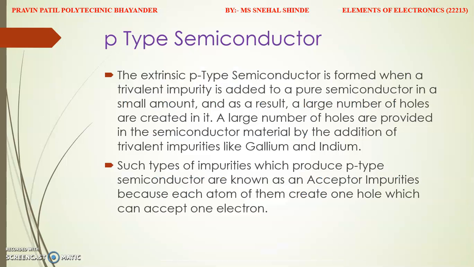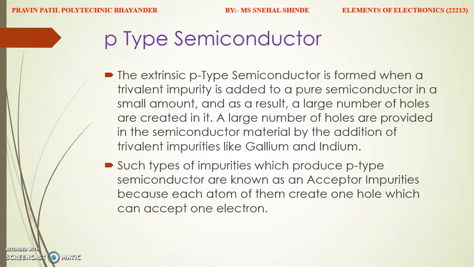Now we will study the extrinsic semiconductors are of two types. First is the p-type semiconductor and second is the n-type semiconductor. So now we will see what is p-type semiconductor. So the p-type semiconductor, it is formed when a trivalent impurity is added to a pure semiconductor in a small amount, and as a result a large number of holes are created in it.